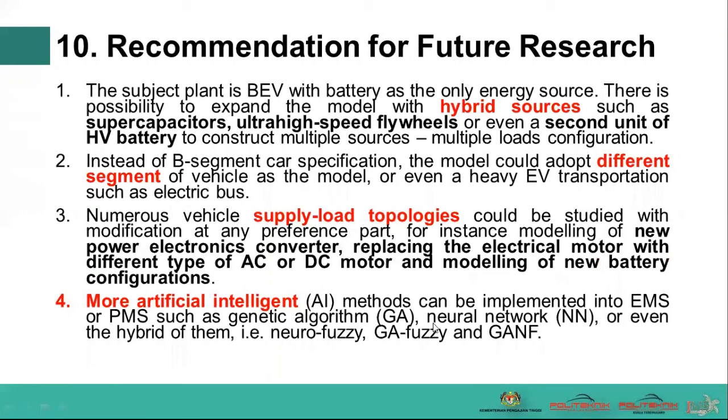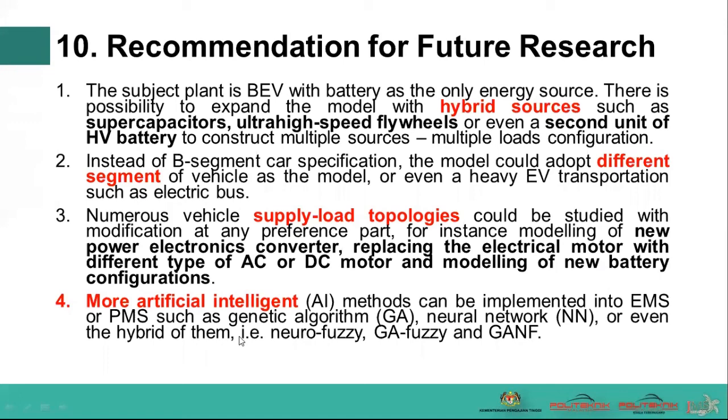Finally, for the recommendation for future research, number one, the subject plan is BEV with battery as the only energy source. There's possibility to expand the model with hybrid sources, such as capacitor, also high-speed flywheel, or even a second unit of high voltage battery. Number two, instead of B segment, we can also adopt different segments or even heavy transportation such as electric bus.